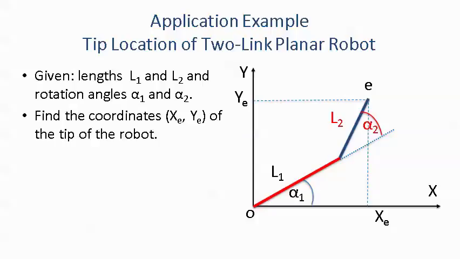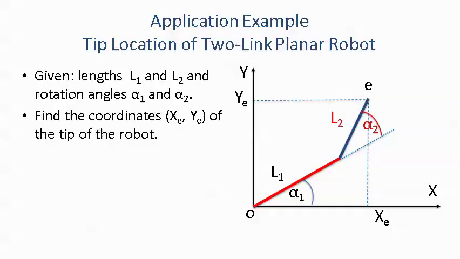So here we have the equivalent of a two-link planar robot where L1 and L2 are the lengths of the two components. O is the center of our coordinate system. E is the tip, and we would like to know where E will be as a function of the link lengths L1 and L2 and the angles alpha 1 and alpha 2.